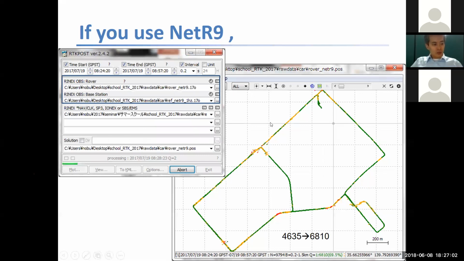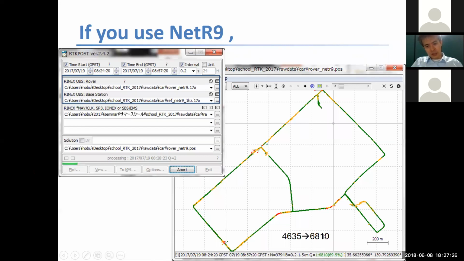Next is the NetR9. I just changed the observation data from u-blox to NetR9, and the other settings are totally the same. The interval is also 0.2, and actually 6,800 epochs were fixed solutions.